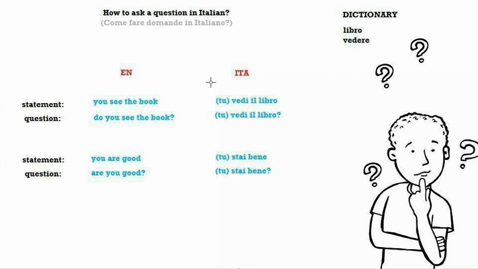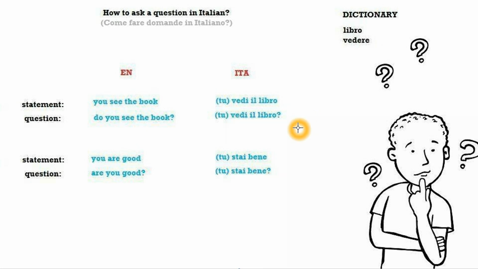Or more simply, if we don't put the subject, because in Italian you hardly ever see any subject, it's all implicit. Vedi il libro. The sentence vedi il libro means you see the book. Now if we want to make it a question, instead of saying vedi il libro, we will say vedi il libro? This is a question.